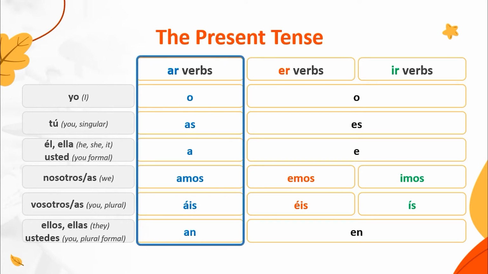Third step, check the line. That's the person or the subject of the verb. Suppose I want to say I listen, so I'll check the first line. Fourth and final step, at the ending you come across, in this case, an O, which leaves you with escucho. I listen. Muy bien.